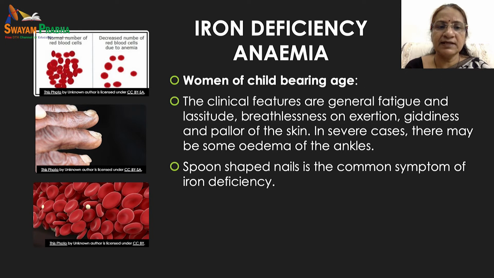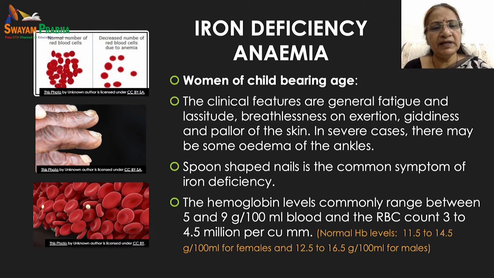Spoon-shaped nails is the common symptom of iron deficiency. The hemoglobin levels commonly range between 5 and 9 grams per 100 ml of blood, and RBC count, that is red blood cell count, 3 to 4.5 million per cubic millimeter.